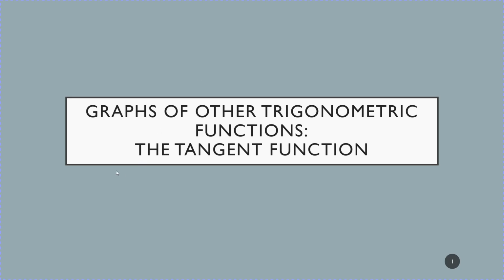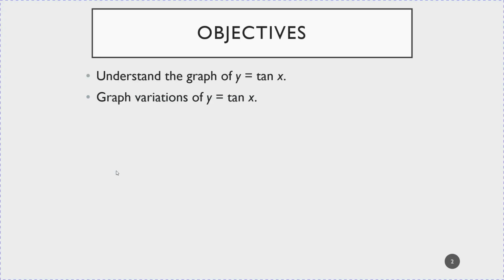We have two objectives. First, we're going to understand what the basic graph of y equals tangent of x looks like. Then, just like in the other lectures, I'm going to talk about how you graph variations of the y equals tangent of x graph. All right, so let's start with the basics.